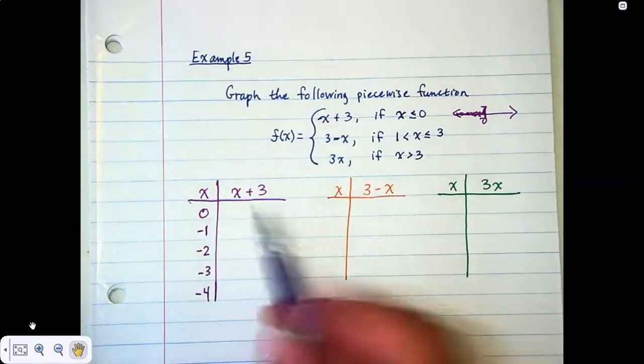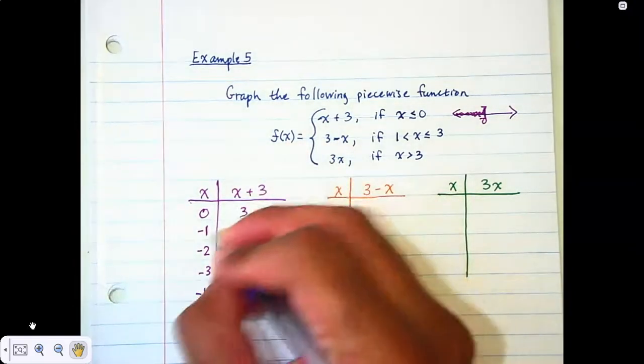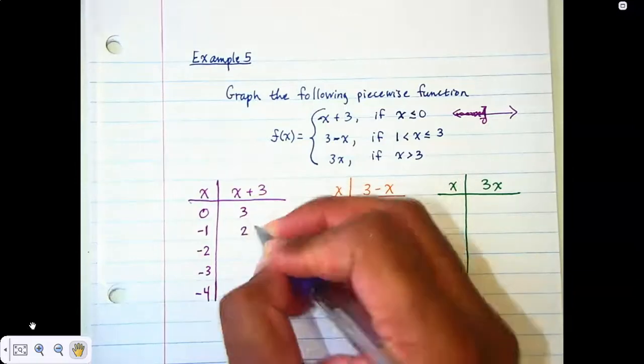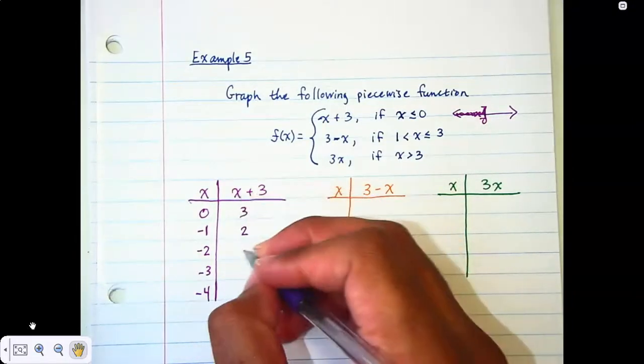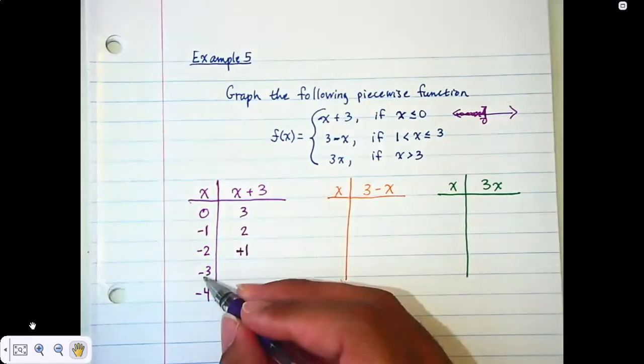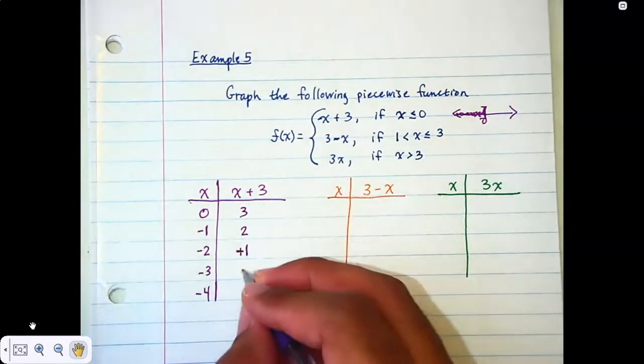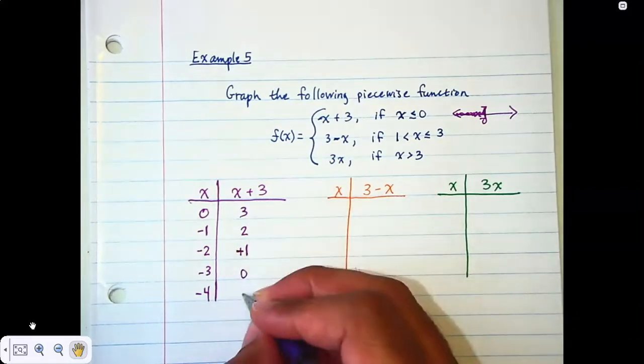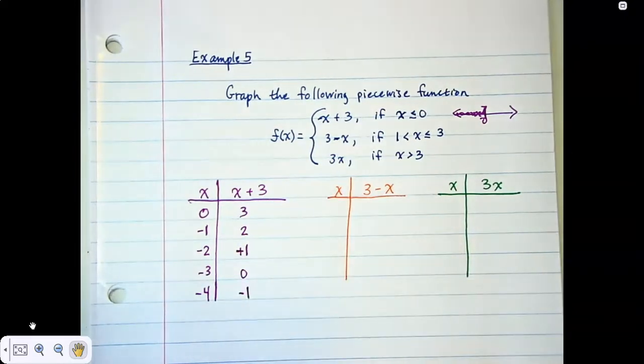Here, if I put 0 in, that gives me 3. -1, that gives me 2. So -2 plus 3 is +1. Sorry, my fault. -3 plus 3 is 0. -4 plus 3 is -1. So that's where -1 is.